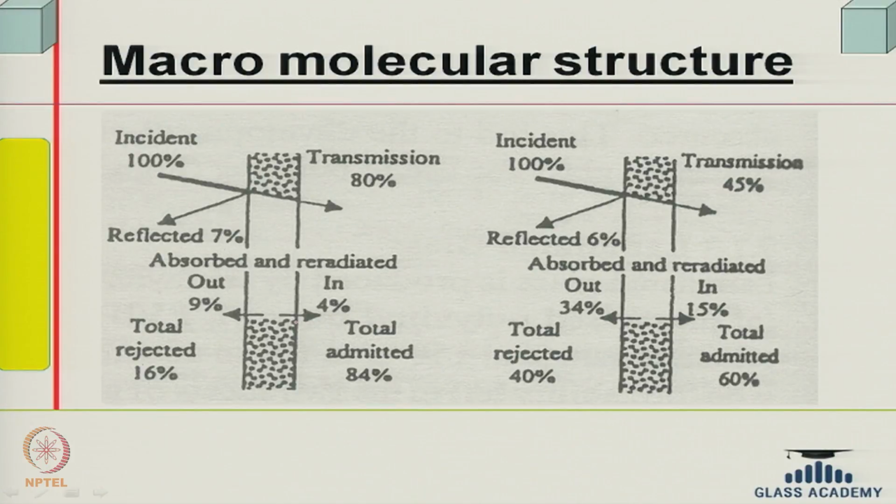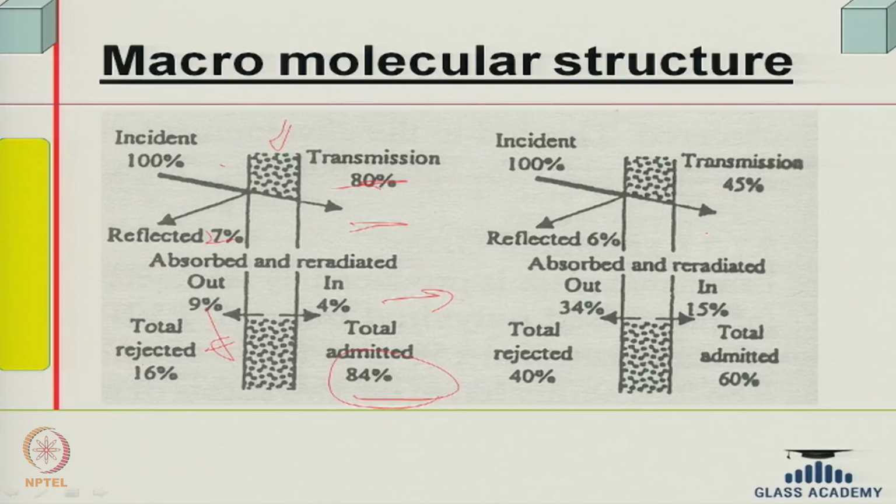For some glass, for example, 100% incident, reflected 7%, transmitted 80%, and absorbed is therefore 13%, because 80 plus 7 is 87. Of the 13% absorbed, 9% goes towards outside, depending of course on outside temperature, etc., and 4% let us say comes inside, so I will have a total admitted of 84%. So, solar gain factor is 0.84. This is also a function of incident angle, and we shall see that quickly as much as possible.